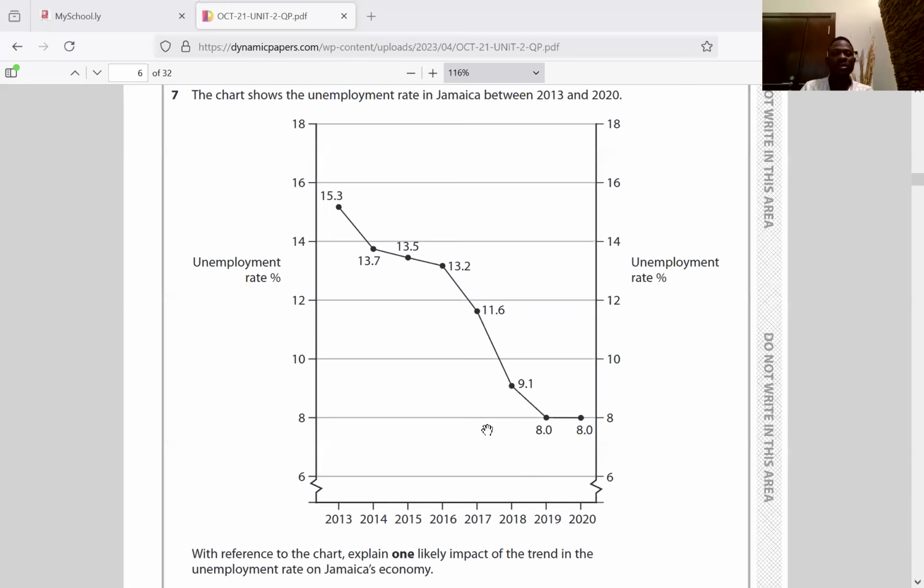So the chart shows the unemployment rate in Jamaica between 2013 and 2020. With reference to the chart, explain one likely impact of the trend in the unemployment rate on Jamaica's economy.